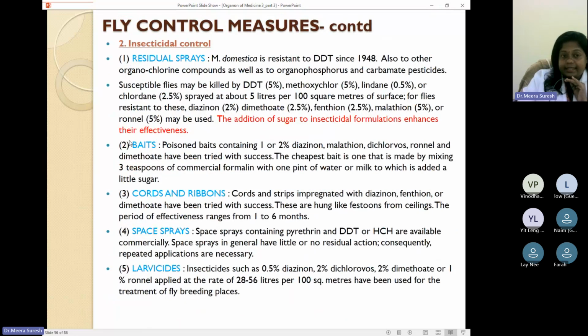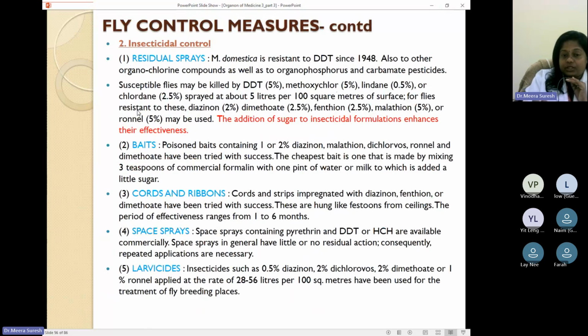Then the second one is insecticidal controls, where we will be using some sprays. The residual sprays: Musca domestica, which is very commonly seen in our houses, has been resistant to DDT since 1948. It is also resistant to organochlorine compounds, organophosphorus, and carbamate pesticides. So almost all the insecticides, they are very resistant. But the susceptible flies can be killed by DDT 5%, methoxychlor 5%, lindane 0.5%, and so on.